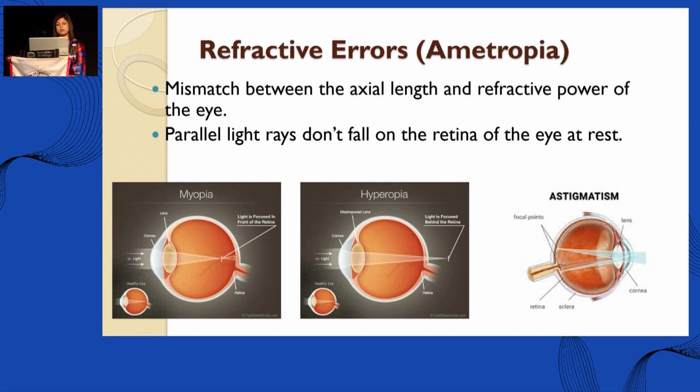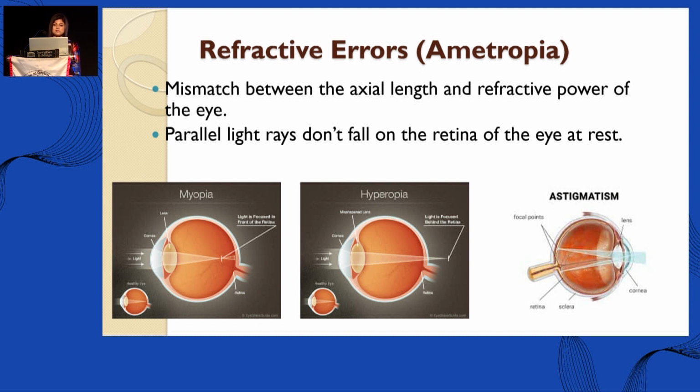Unfortunately, this is not happening in all children, and ultimately they end up in ametropia, that is a mismatch between axial length and refractive power of the eye. That means the parallel light rays don't fall onto the retina when the eye is at rest, and we can categorize mainly 3 types: myopia, hypermetropia, and astigmatism. In myopia, these parallel rays converge into a point anterior to the retina, and we can further classify myopia into axial and refractive. In hypermetropia, these parallel rays converge into a point behind the retina, and again we can classify it into axial and refractive hypermetropia mainly.